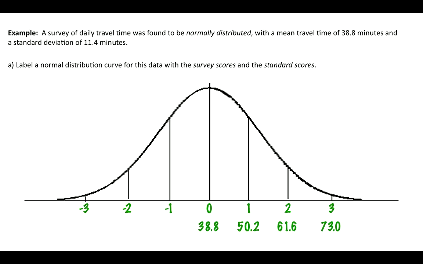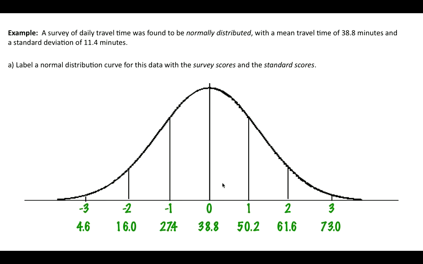We can also go backwards. Again, we take our 38.8, and now we're going to subtract a standard deviation. So 27.4 is one standard deviation below the mean. We can subtract another standard deviation, so that 16.0 is negative 2 standard deviations, so 2 below the mean. And a value of 4.6 is 3 standard deviations below the mean. So you just add and subtract your standard deviation, and then you create a survey score that matches your standard scores or your Z scores for the curve.